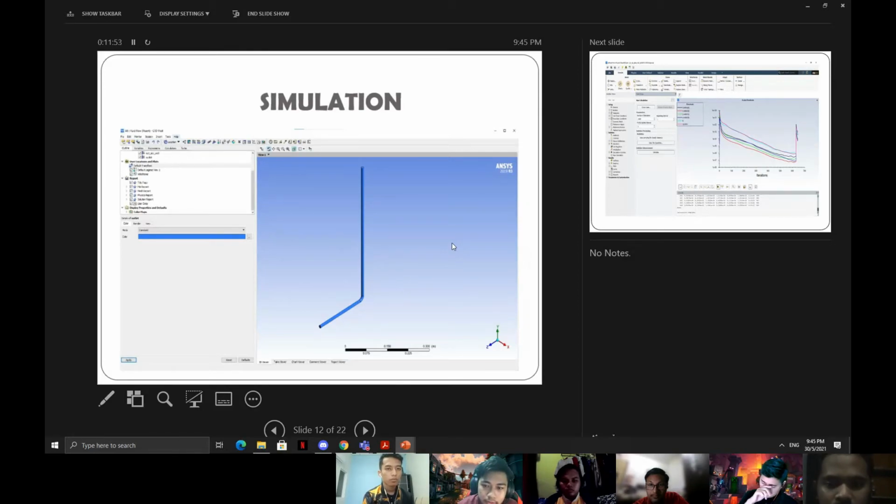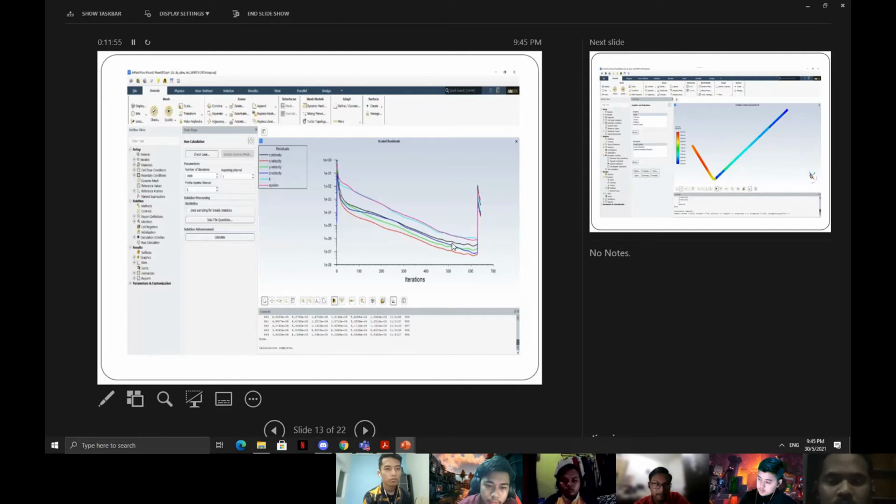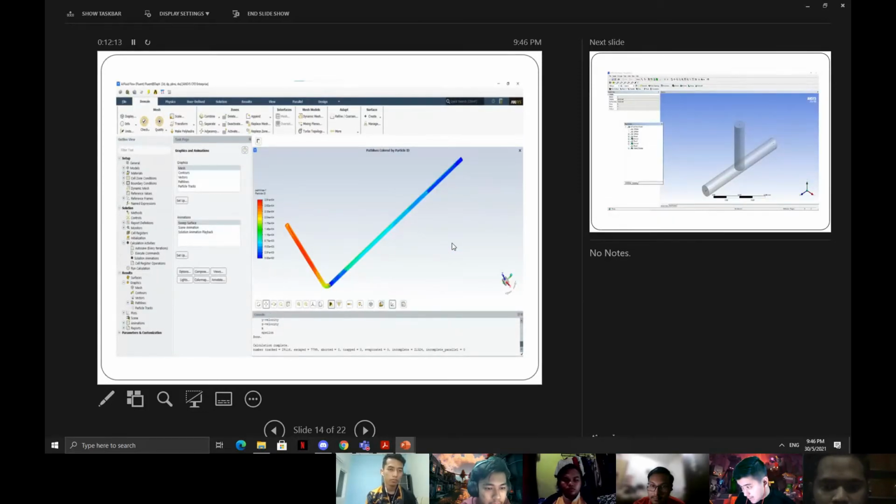And next, for the graph, we can see the velocity. For the graph, you can see the velocity changes along the x, y, and z axis. And for the last one, the form changes to the path line colored by particle ID. Okay, next I will pass to the T pipe.